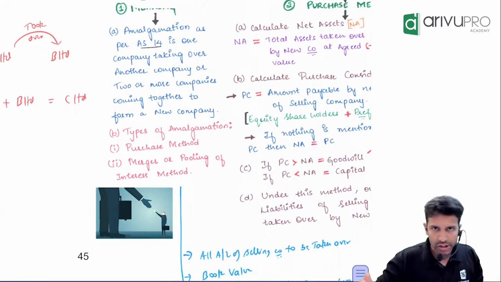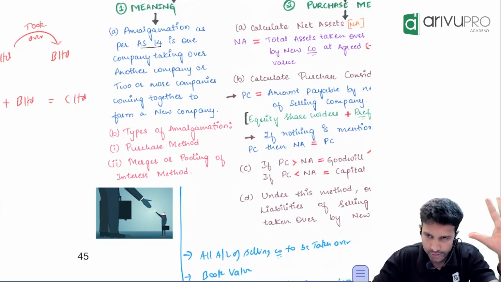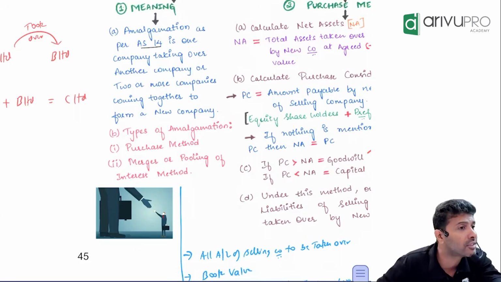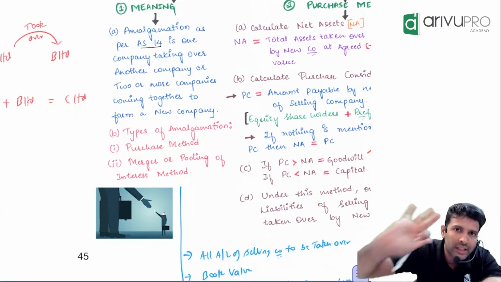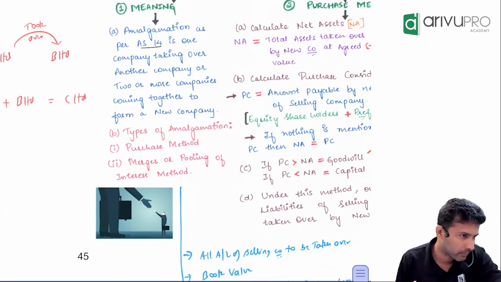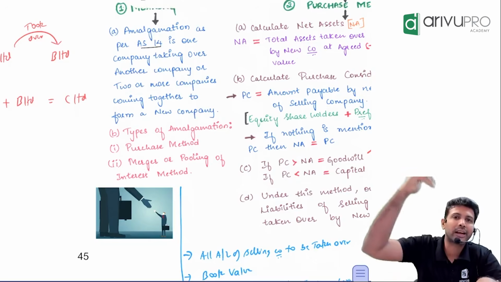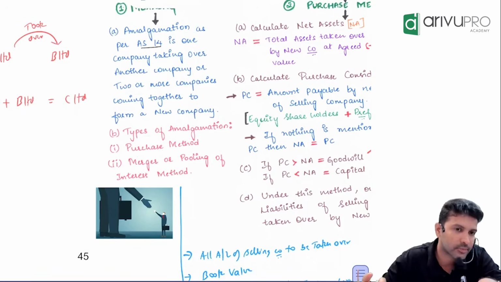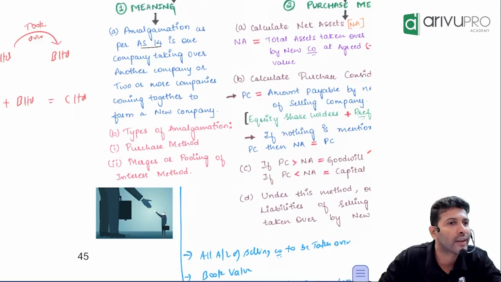Sir, for merger, AS 14 has given 5 conditions. For it to be merger method accounting, we have to test how many conditions? 5. If all the 5 conditions are satisfied, then it becomes merger. Even if one among those 5 fails, it automatically becomes purchase. Done. Anybody remembers what those 5 conditions for merger are?